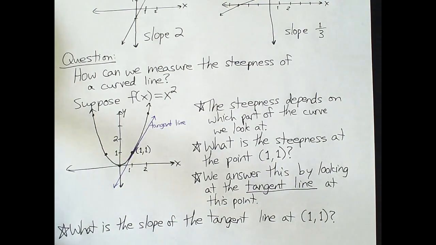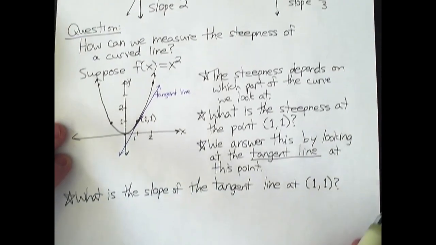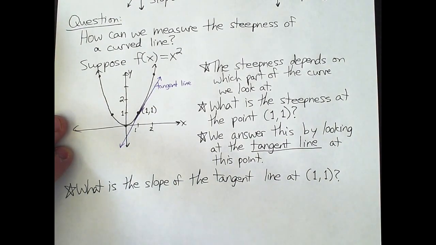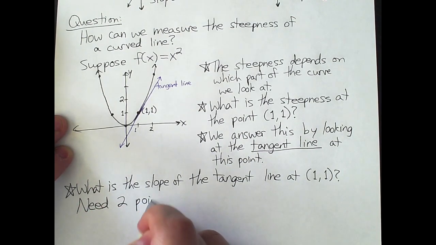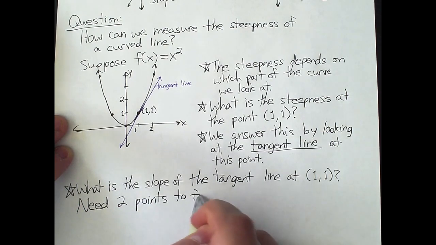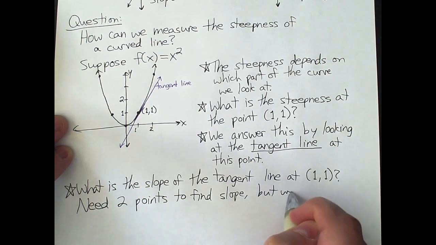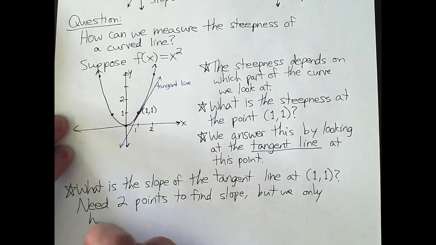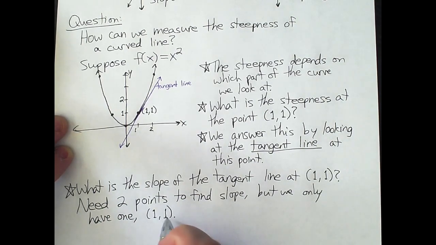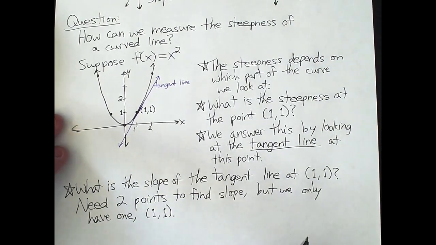Well, here's the issue, though. In order to answer this question, what's the slope of this line, we need 2 points to find slope, right? But we only have 1. 1, 1. The formula for calculating the slope of a straight line uses 2 points, so we need to do something about this.